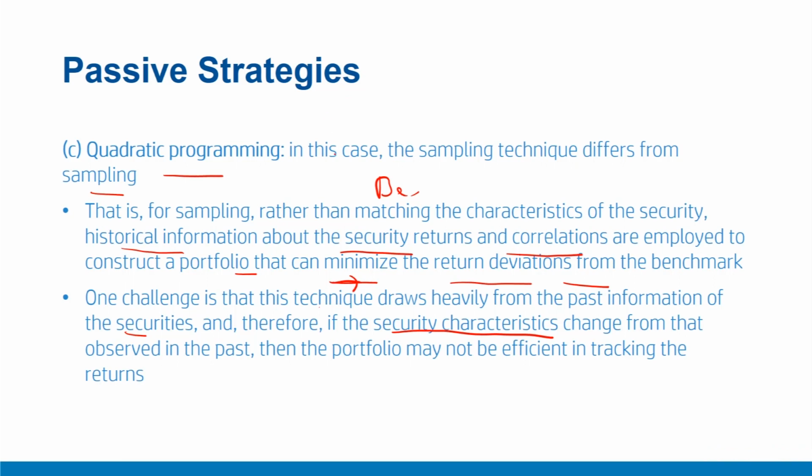To summarize, in this video, we discussed three passive portfolio management strategies. First, full replication. Second, sampling. And third, quadratic programming. All these techniques have their pros and cons.